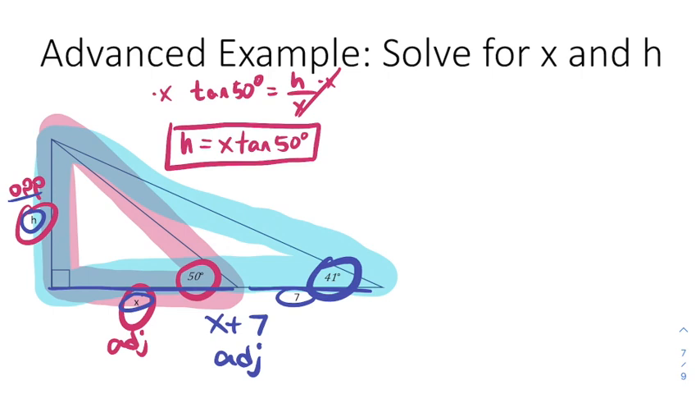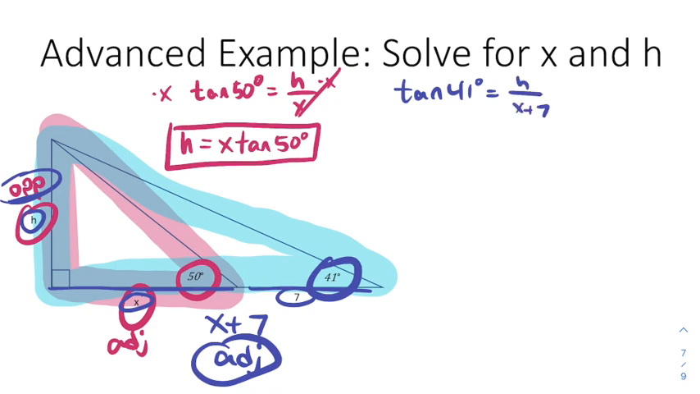Now, since we're again dealing with opposite and adjacent, we're still dealing with tangent. The tangent of this 41-degree angle is equal to the opposite h over the adjacent x plus 7. And again, by multiplying by x plus 7 this time, I can solve for h. h equals (x plus 7) tan 41.